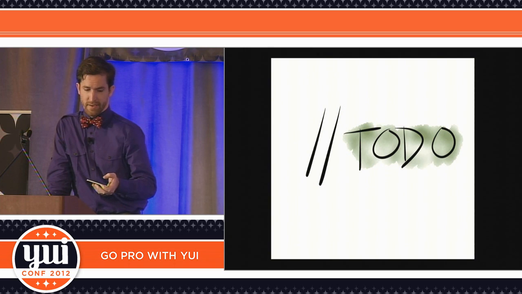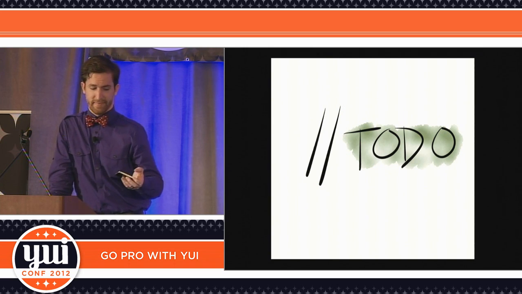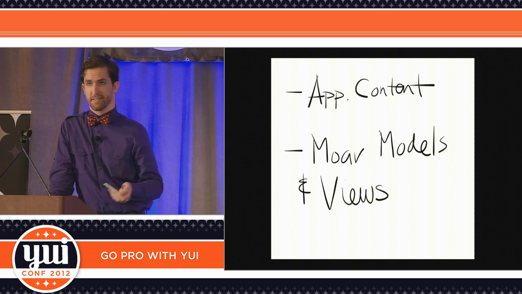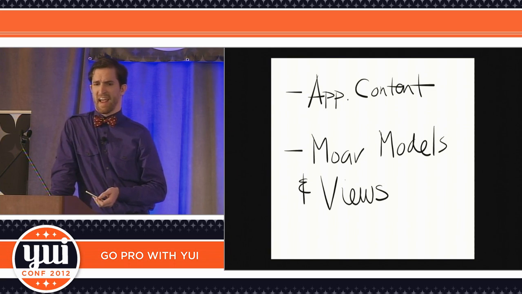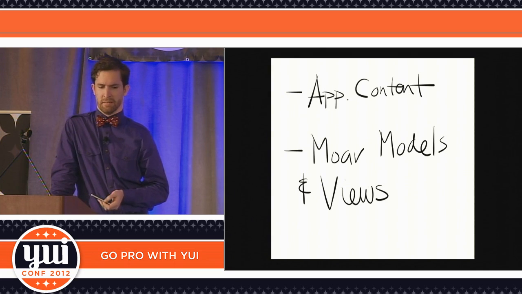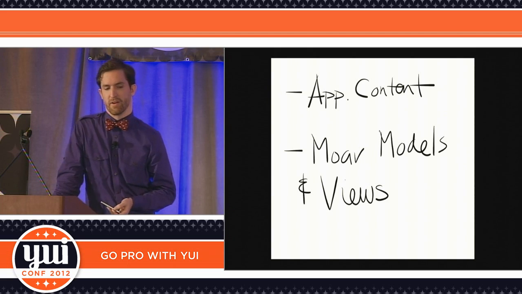So to do: when we started writing this, app content didn't exist. We hacked in our own static view config to the app, and it does basically what app content does, but a little less elegantly. And then really more models, more views. It's just common sense, really. They weren't, well, because it didn't exist back then when they were written.